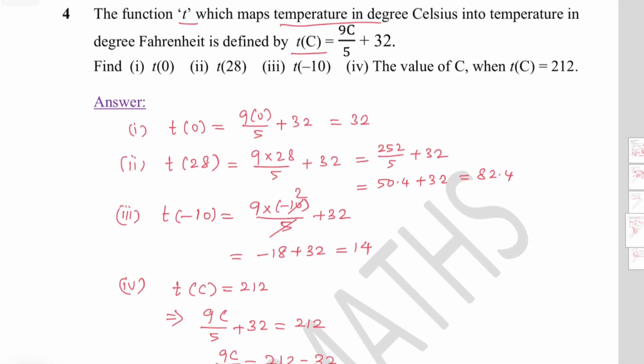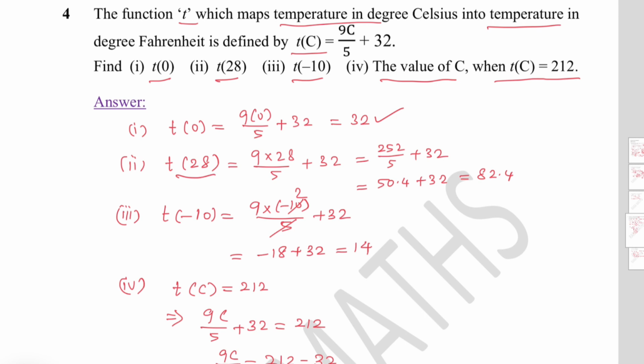And question number 4. The function T, which maps temperature in degrees Celsius into temperature in degrees Fahrenheit, is defined by T of C equal to 9C over 5 plus 32. Find T of 0, T of 28, T of negative 10, and the value of C when T of C equal to 212. So let us see one by one. T of 0, substitute in the definition T of C, C equal to 0. So 9 times 0 over 5 plus 32 gives 0 plus 32, that is 32.